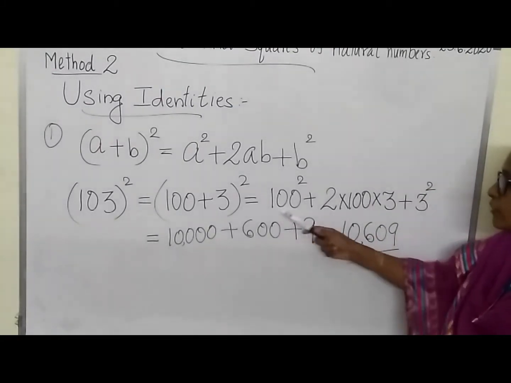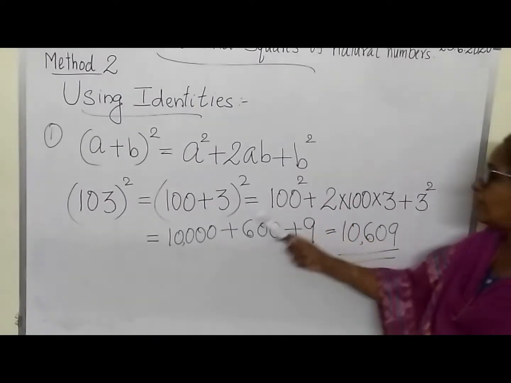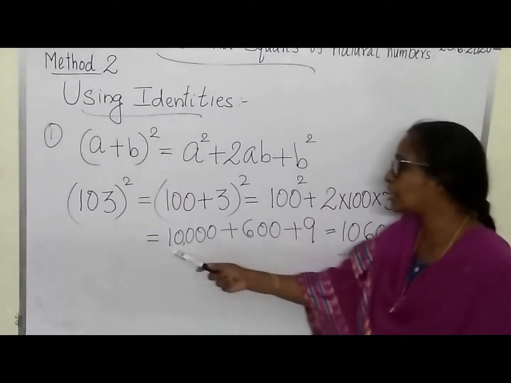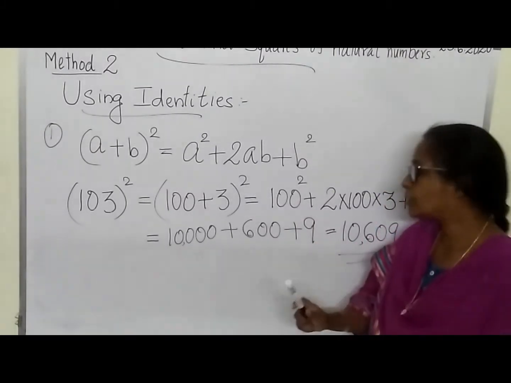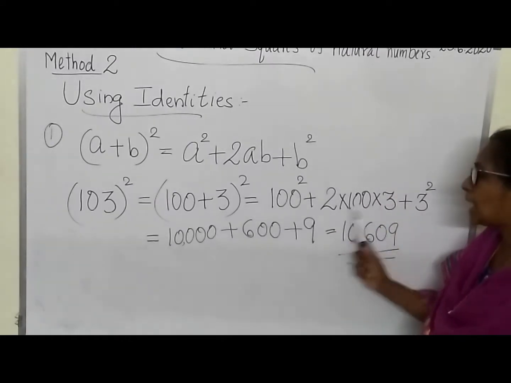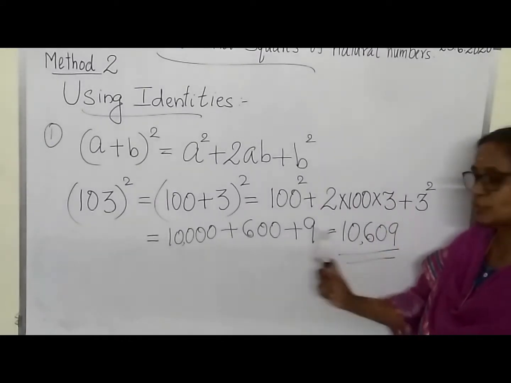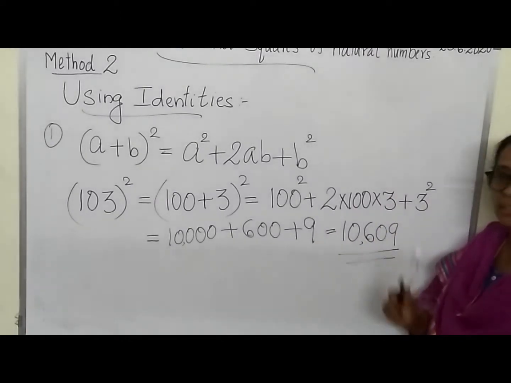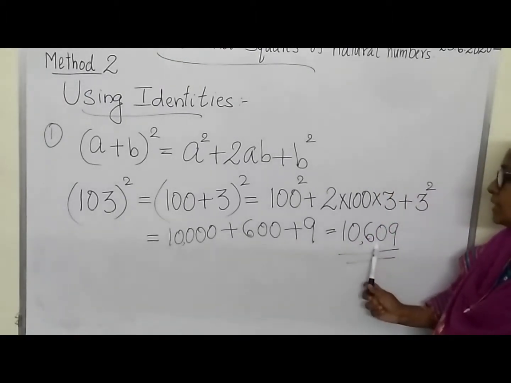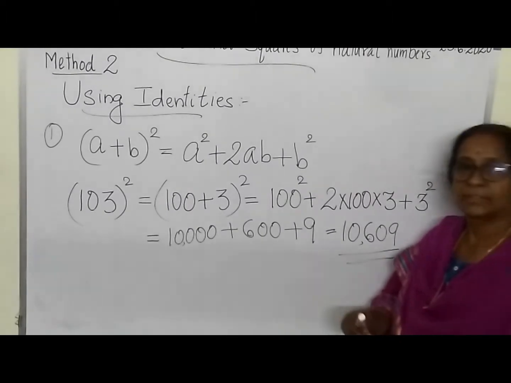Now how to find 100 square? 1 ones are 1. How many zeros here? 2 zeros. So in the square you will have 4 zeros. Correct. Now 2 into 1 into 3. 2 threes are 6. I take these 2 zeros. 3 threes are 9. Add all this, you will get 10,609. Okay.